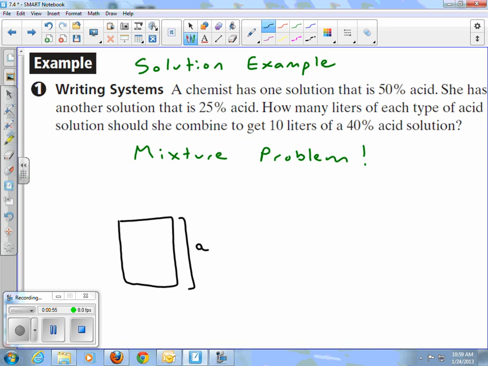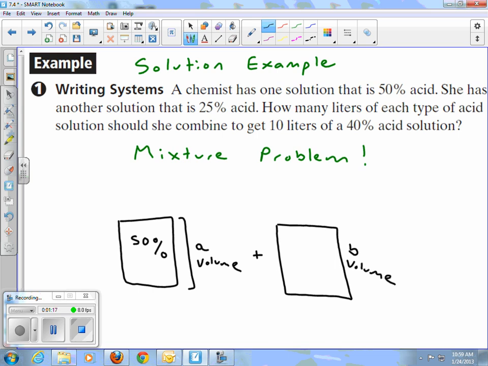This particular volume is a 50% acid solution. So again, A represents the volume of 50% solution. We're going to take some of A, and we're going to add it to another unknown volume. We'll call this volume B of 25% acid solution. Now, before we get too carried away, we know that if we combine 50% and 25% solution, we're going to be creating a new volume that is a different percent acid solution.